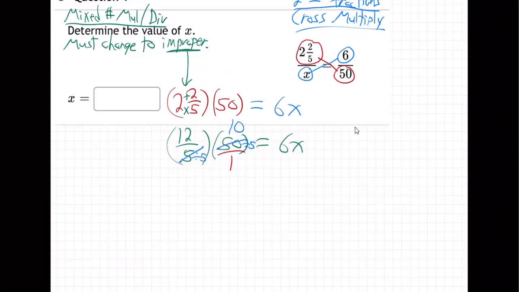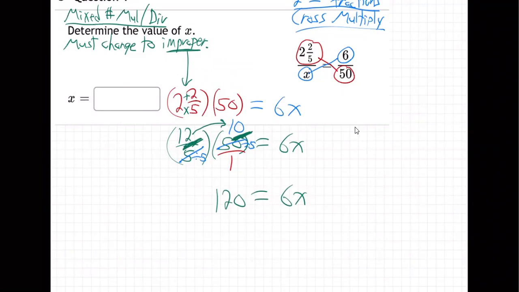And then once we're done with that, we just multiply straight, don't we? So 12 times 10, 12, because that's all that's left on the left side of the equal sign. 12 times 10, 120. Everybody good there? We just multiply the 12 times the 10. There's nothing else left other than the 1, and the 1 doesn't do anything. So that's nice. We get 120 equals 6x.